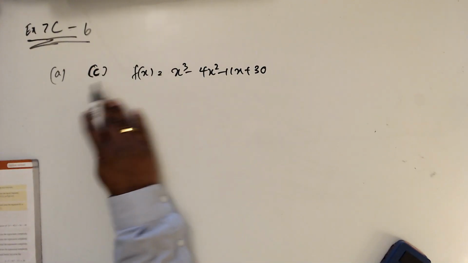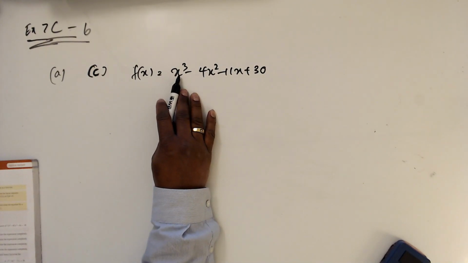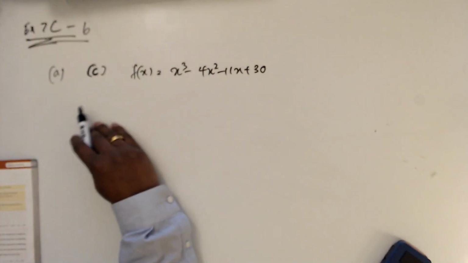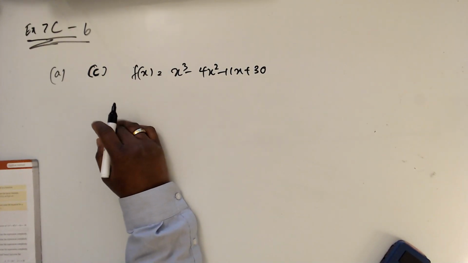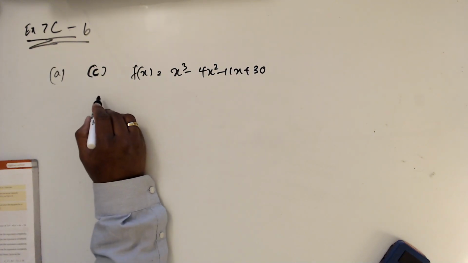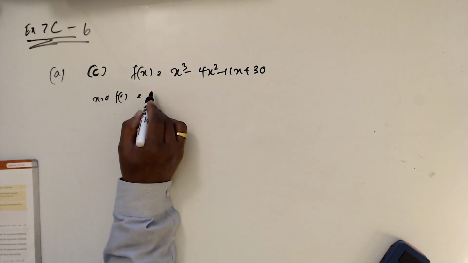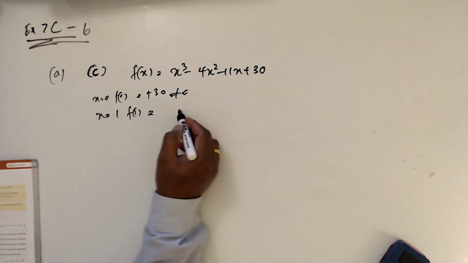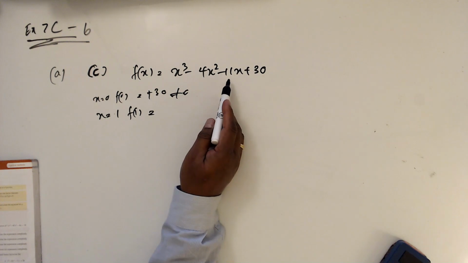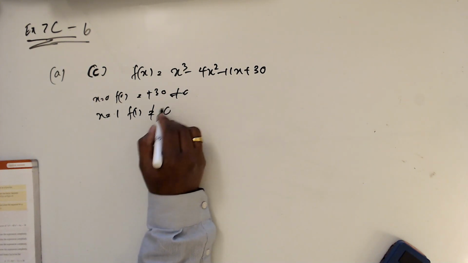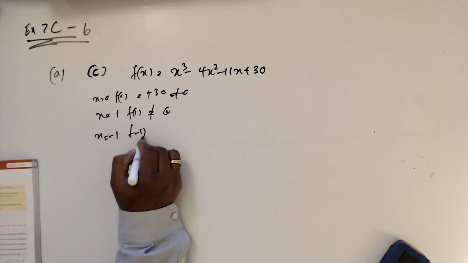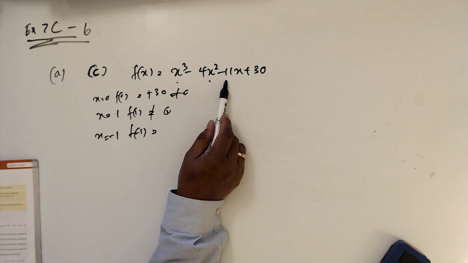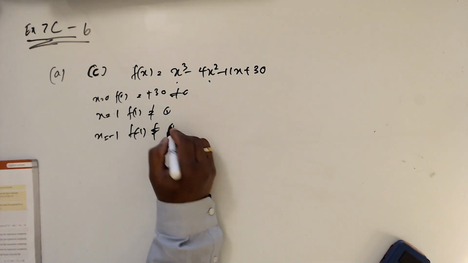Now this is part C. This is a cubic expression. We want to break it into a quadratic and a linear factor. We need a factor for that. Now trial and error. I can see x equals 0 gives plus 30, doesn't work. x equals 1: 1 minus 4 minus 11 plus 30, not equal to 0. x equals minus 1: this is negative and this is positive. It means the value becomes larger. It doesn't work.